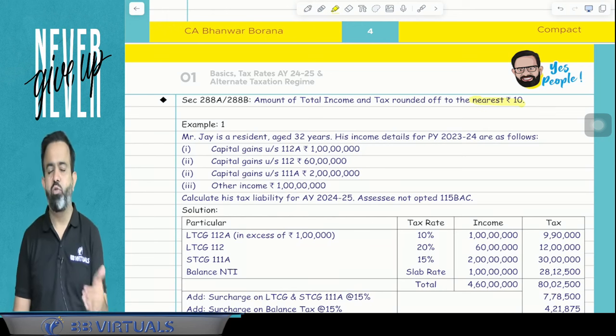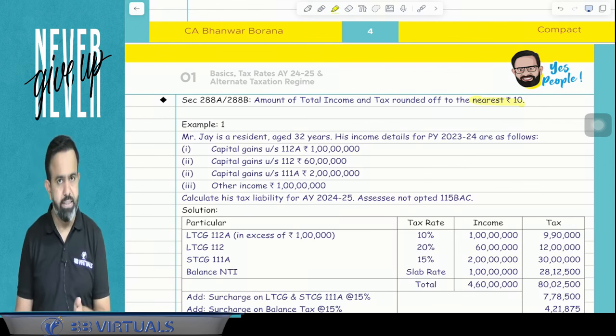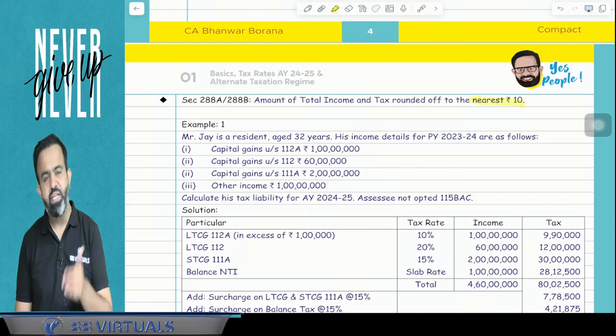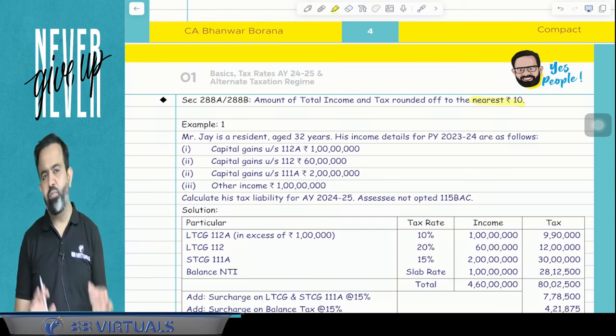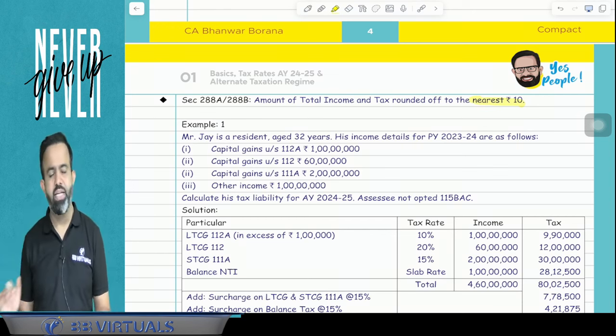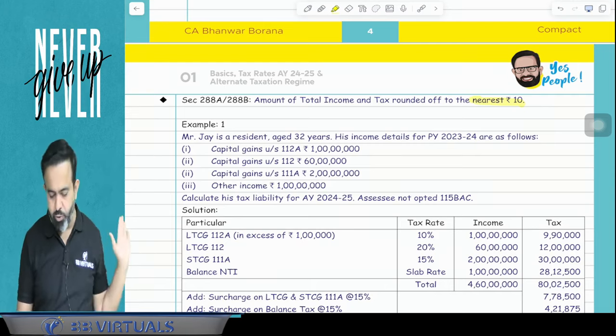Suppose, for example, there is 25,831, then you have to consider 830. Suppose if it is 835, then you have to consider 840. If it is 838, then also you have to consider 840. It means if the fraction is 1, 2, 3, 4, then lower 10; if 5, 6, 7, 8, 9, then upper 10. You got my point or not?